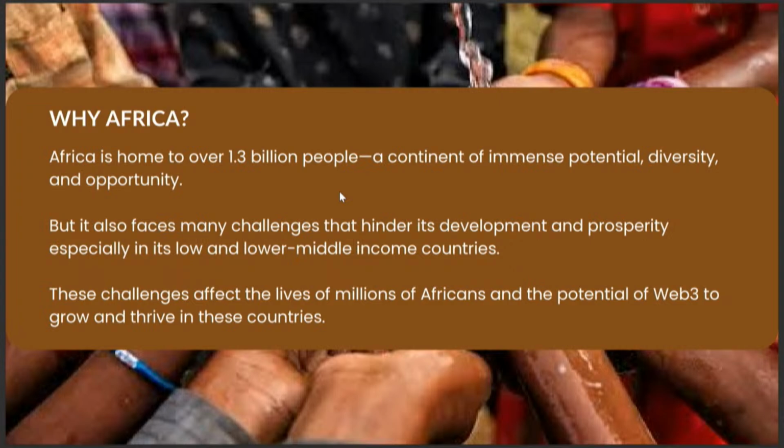So, just a little bit of background. Some of you here probably know that Africa is home to over 1.3 billion people. It's a continent with a lot of potential, diversity, and opportunity. However, these things are faced with many challenges that hinder the progression and innovation of the region. This comes specifically from low and lower middle income countries. These challenges affect the lives of over 1 million people in the continent, and some of these variables stem from government issues, lack of infrastructure, and things of that nature.